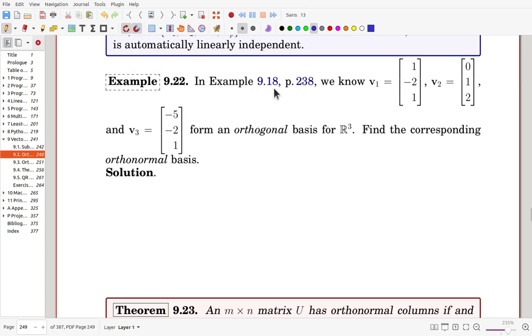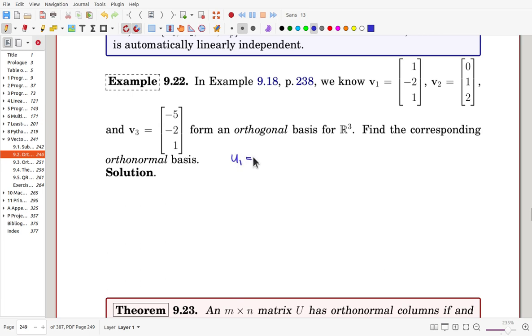In example 9.18, we know V1, V2, V3 form an orthogonal basis for R3. Find the corresponding orthonormal basis. Okay, already we know V1, V2, V3 are orthogonal. Now, an orthonormal basis requires normalizing the vectors. So we can get it easily by normalizing these vectors.